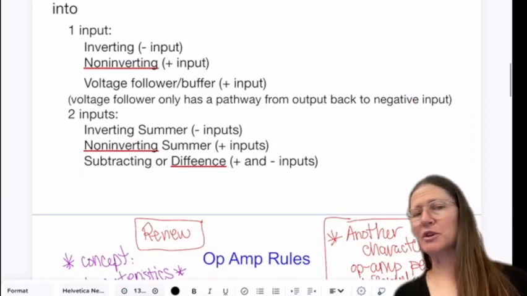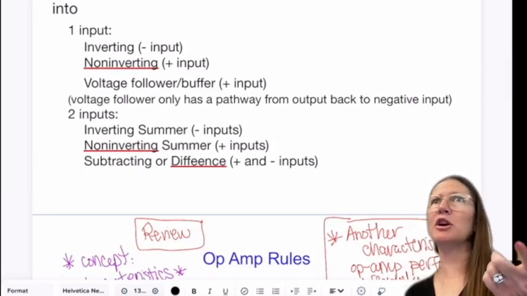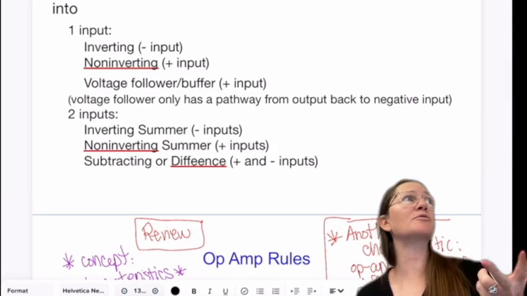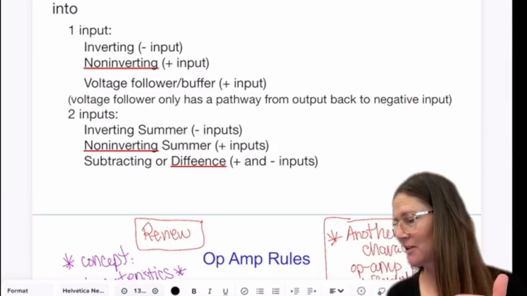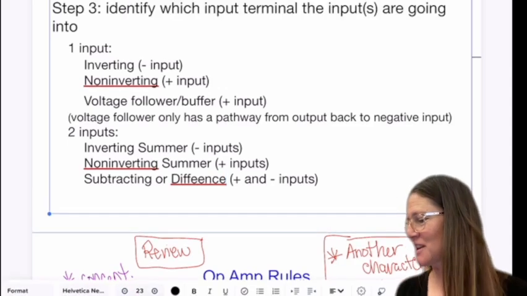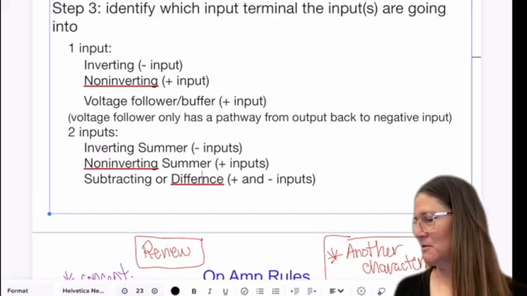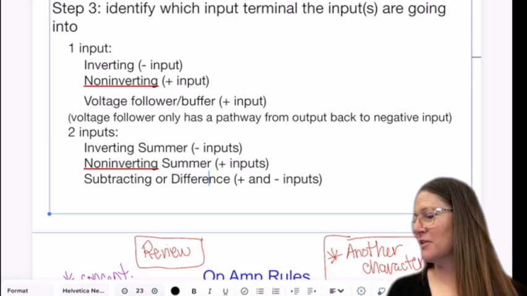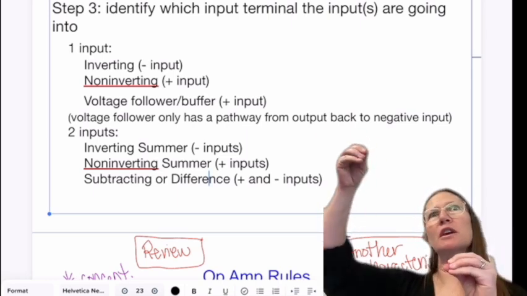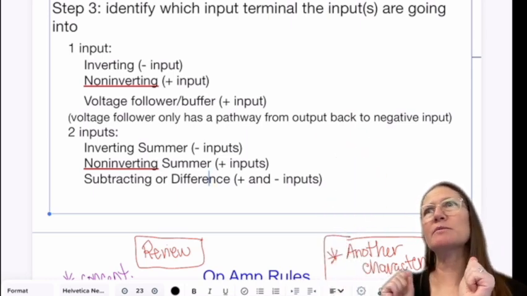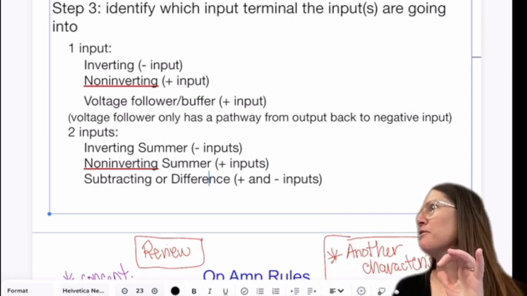If you have 2 inputs, you're going to have an inverting summer, non-inverting summer, or a subtracting or difference amp. So either of those names. And you'll have one input at the positive and one at the negative. Okay, questions about identification of op-amps?